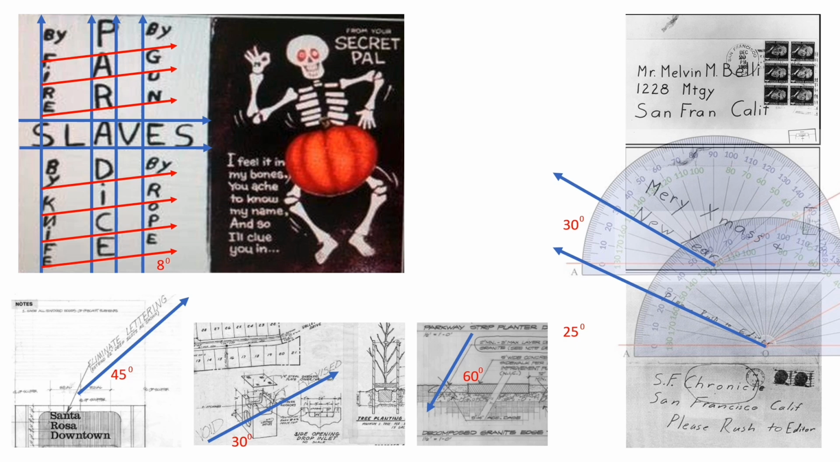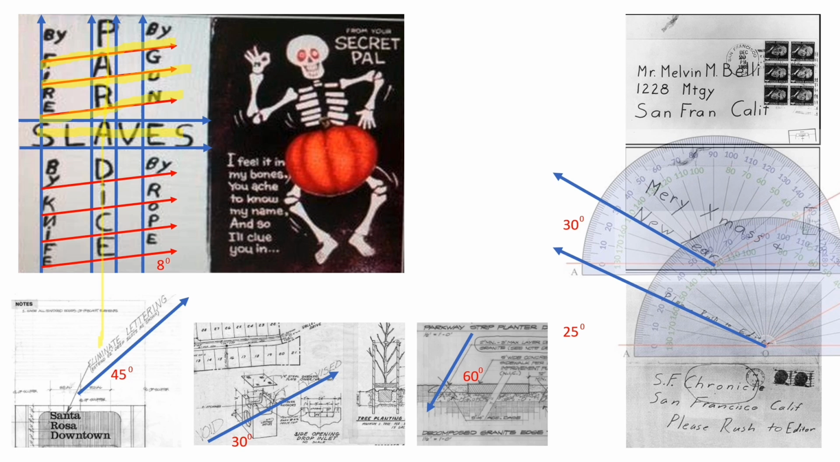Now, the same thing with the Paradise Slaves, by gun, by fire, by rope, by knife. You can see a couple of interesting things. The parallels vertically and horizontally are very well organized. He's also got an interesting thing happening with this side angle of the words. He hasn't tried to fit the words down in the same way as he has with Paradise. Actually, at almost an 8-degree angle.